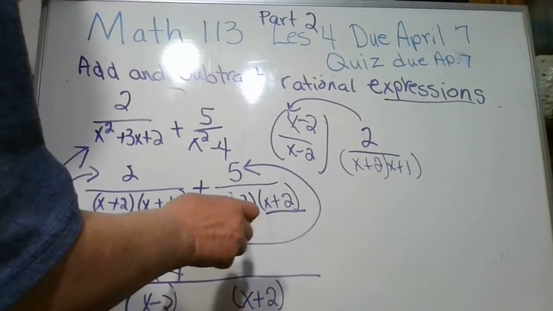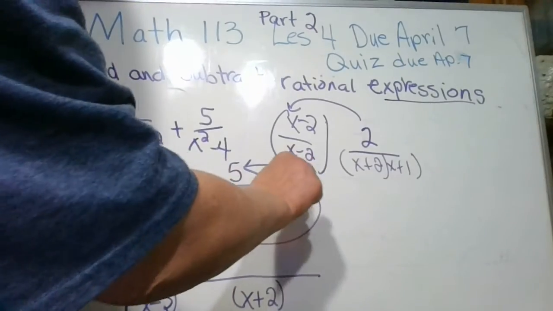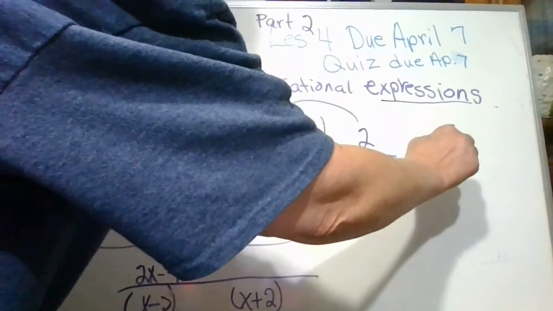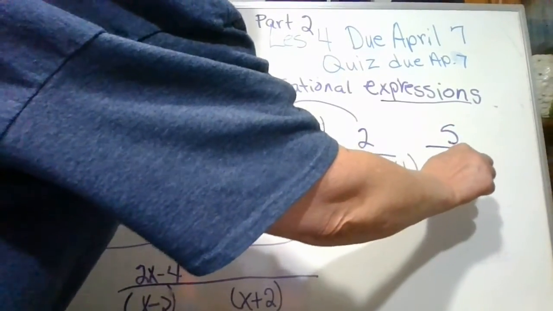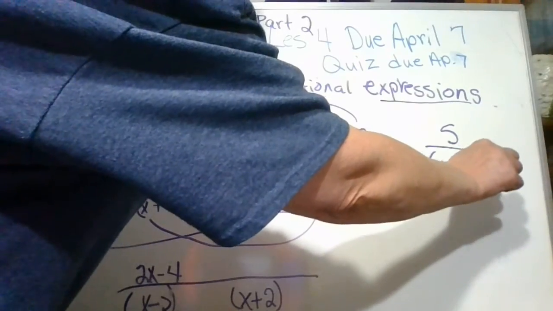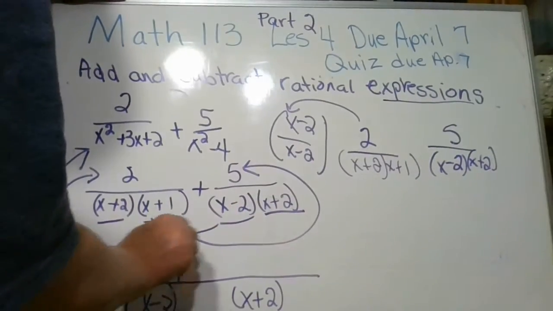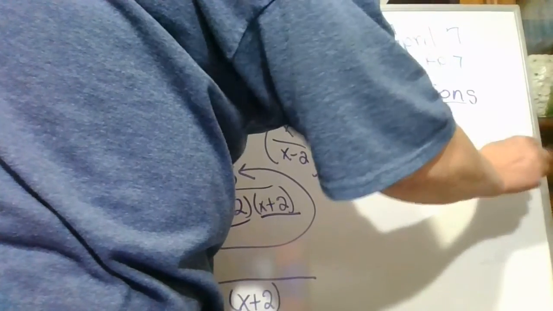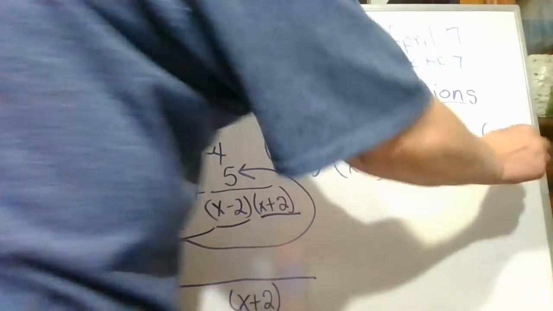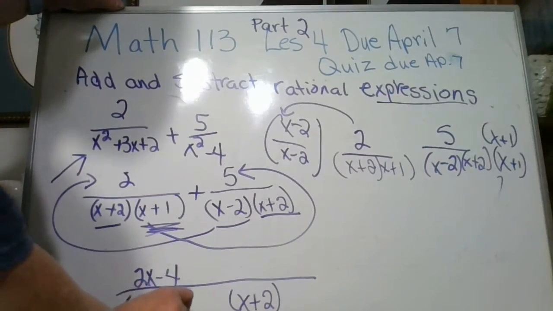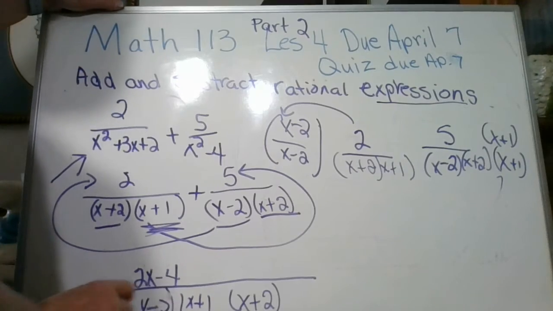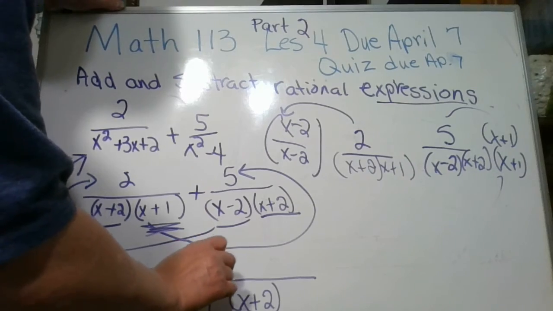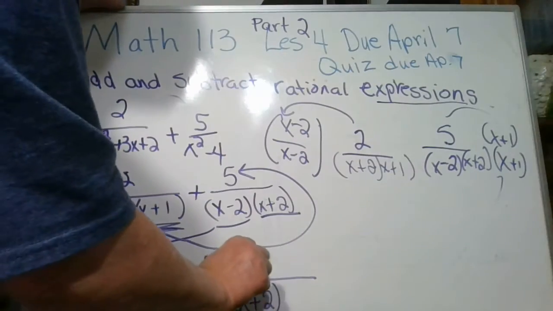Okay, now I need to take my term where I have 5 over x minus 2 times x plus 2. I need to multiply that by x plus 1 because that wasn't in there. So x plus 1 over x plus 1. And that just put my x plus 1 down here in my denominator. And I'm going to distribute here. 5 times x is 5x. 5 times 1 is 5.